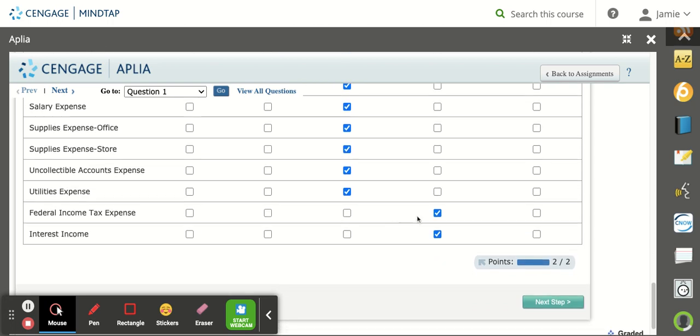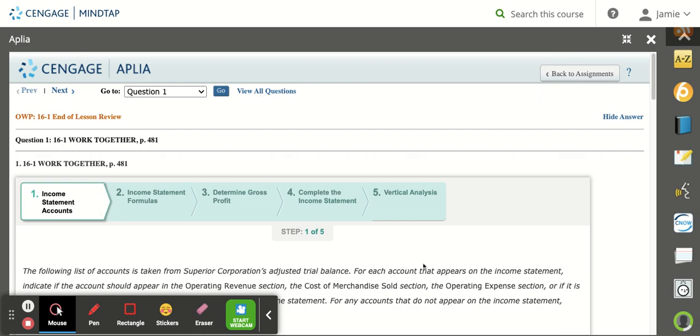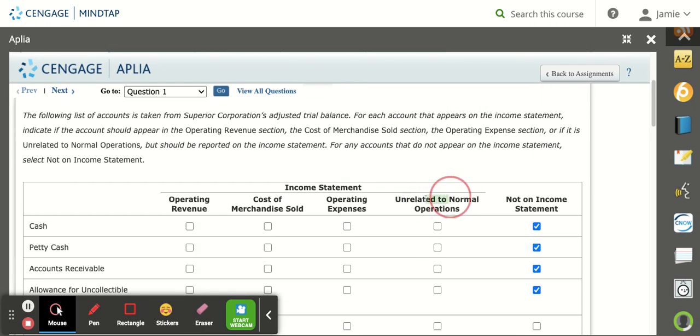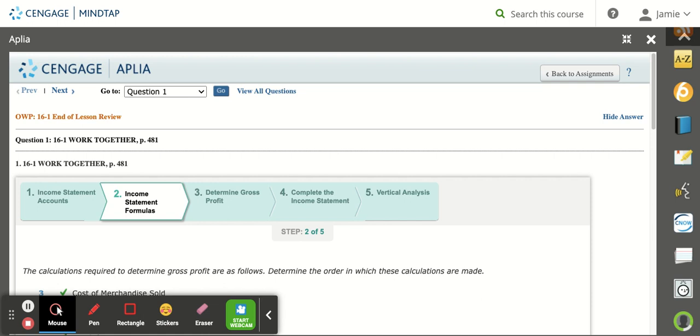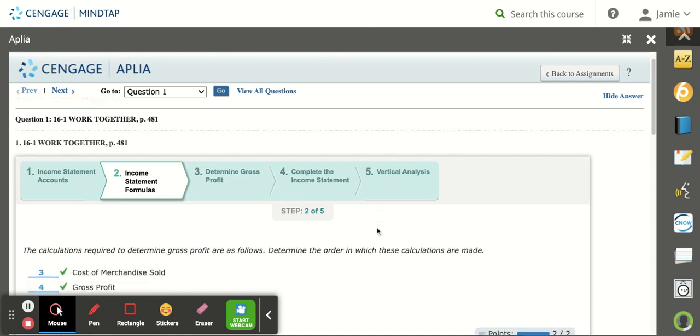Finally, we have federal income tax expense and interest income. Those are included in unrelated to normal operations. So those are the accounts that are included on the income statement. Next, we need to calculate or show the formulas that are used.